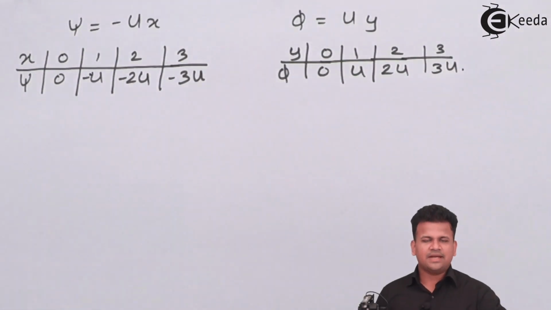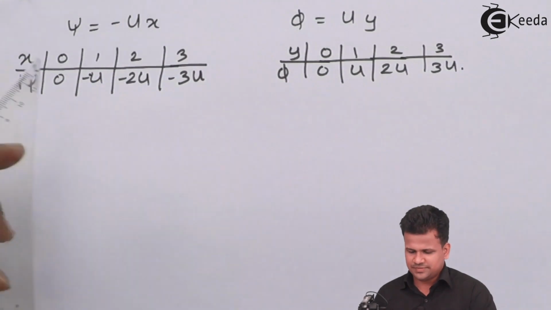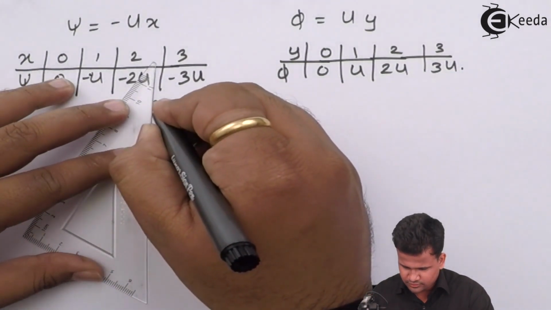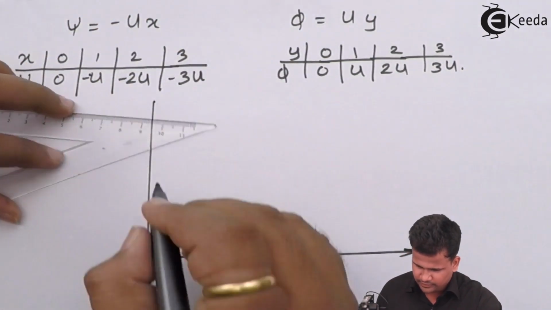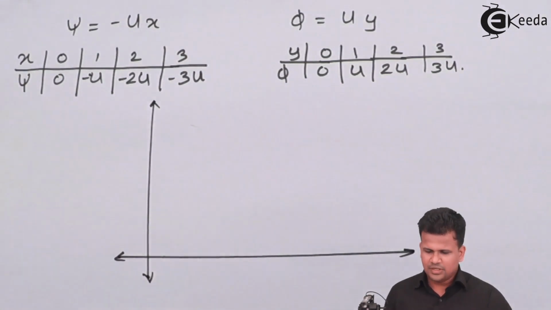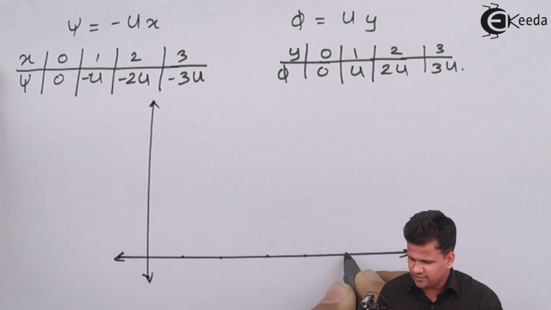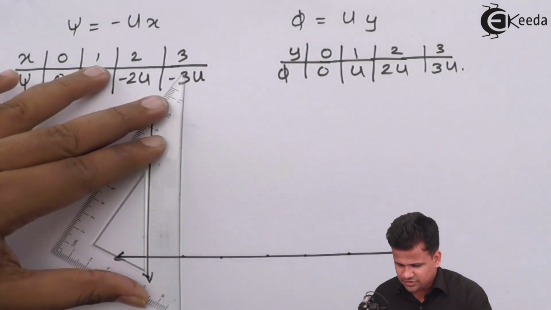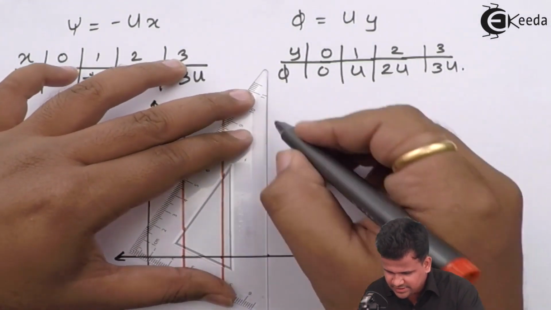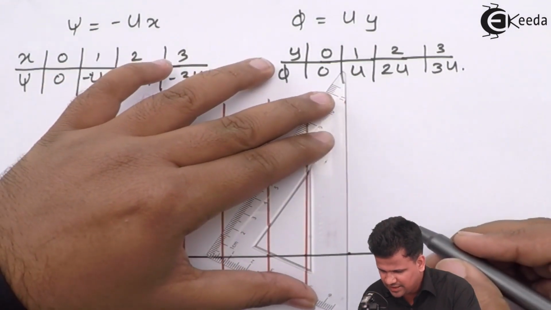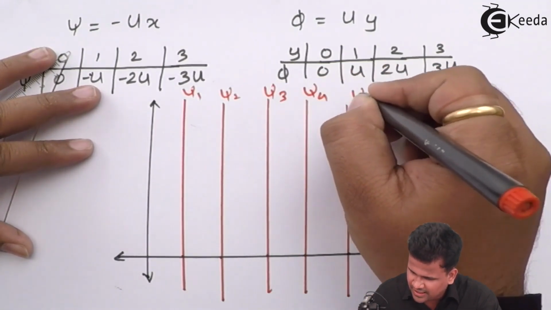Now let us plot the graph, that is x-axis versus y-axis, for the uniform potential function as well as streamline functions. So now x takes the values 0, 1, 2, 3, 4. That means your uniform streamline function is parallel to the y-axis. So it will be drawn as psi 1, psi 2, psi 3, psi 4, as well as psi 5.